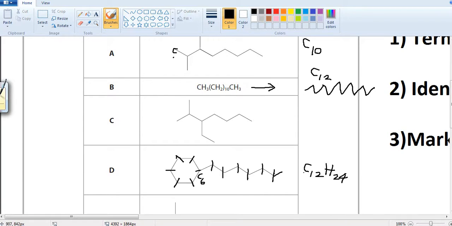The molecular formula of this is C12H24. Okay, so let us check the molecular formula of this one. Let us count the number of hydrogen atoms that this compound has: 3, 20, 23, 26. So here we can see that it has two hydrogen less than this molecule. So this shouldn't be the isomer.